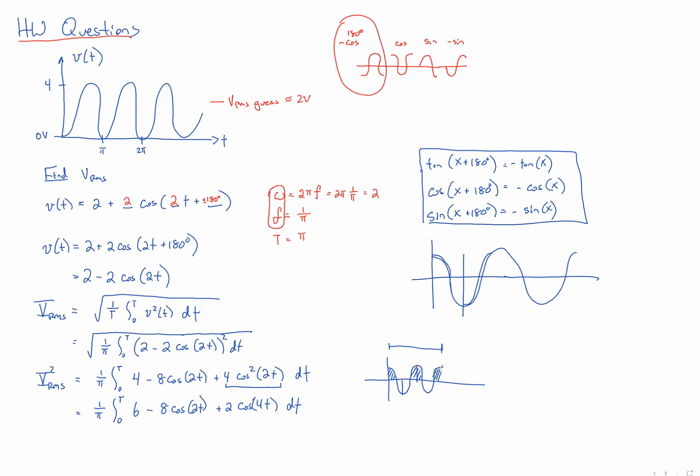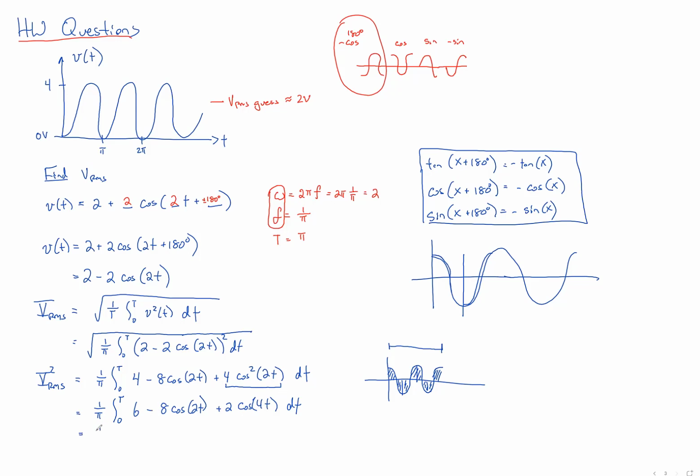there's 1, 2, 3, 4 quarter cycles up here. There's 4 quarter cycles down here. So there's as much area on the top as on the bottom. And so this will integrate to 0. Same reason this will integrate to 0. This is even more. This is 4 periods of it that you're integrating over.